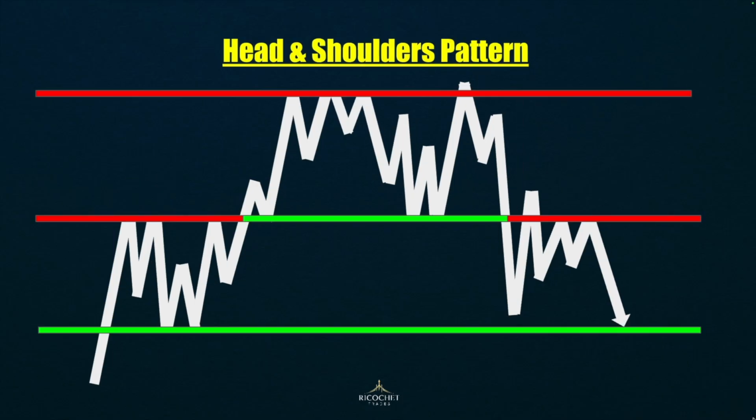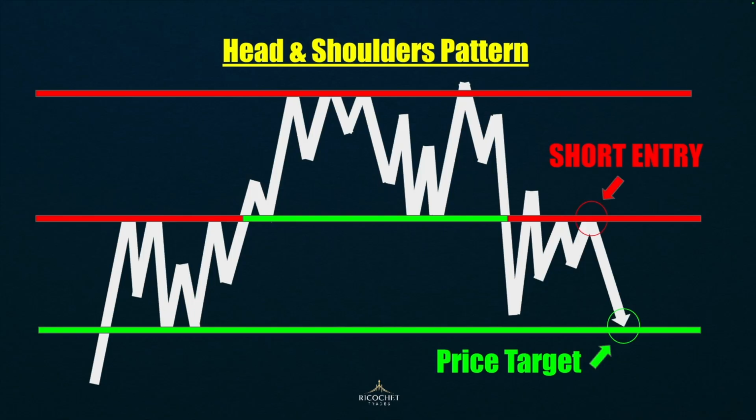The head and shoulders pattern is used with a bearish thesis in mind. When the price breaks down into the right shoulder, traders use resistance as an area to short the price down to the next support level for their price target.